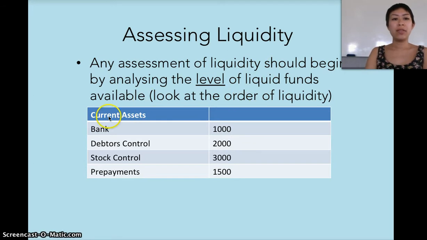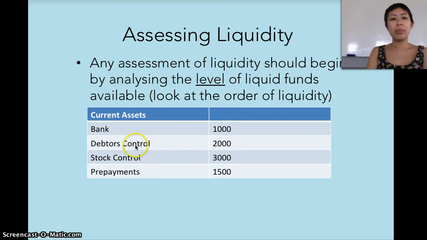So here we have a firm's current assets. Let's look at the order of availability of liquidity. Usually, if we had to pay off a debt urgently, the first place we would look at would be cash at bank. In this case, there's only $1,000. The next place we'll be looking at is debtors control, so we might be asking our debtors to pay us back.